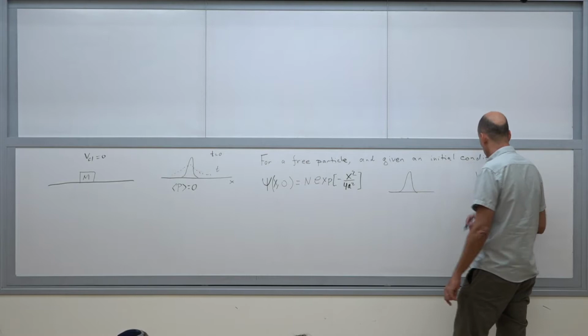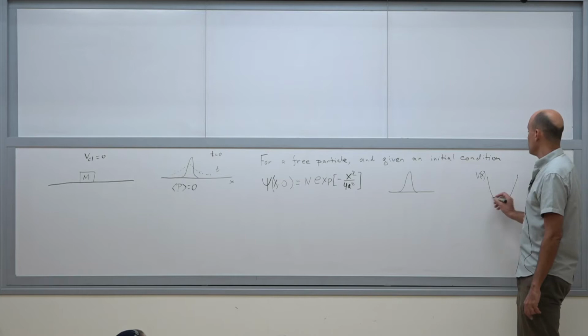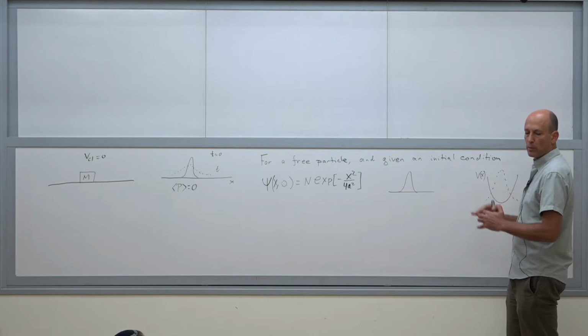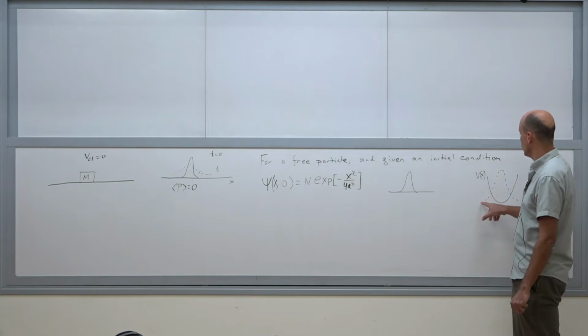And then I cool the system down. And it can be shown, and we will show it in the next few lessons, that in a potential field, the initial wave function at zero temperature, that is the lowest possible energy wave packet of the particle in a potential like this, is going to be a Gaussian shape. This depends on the parabola that I draw here.